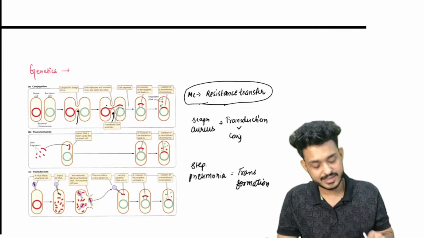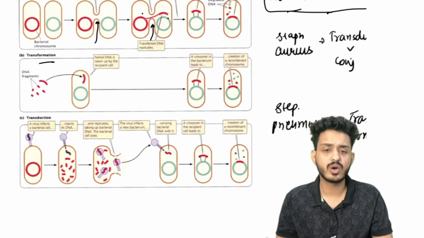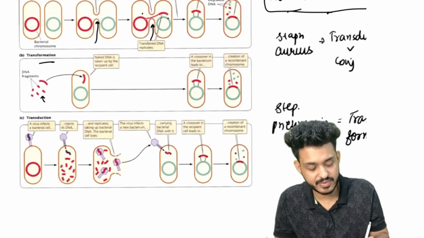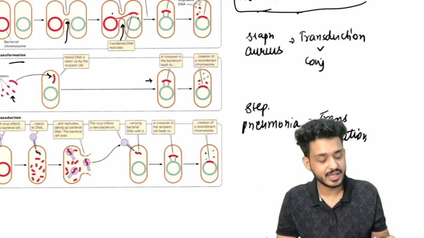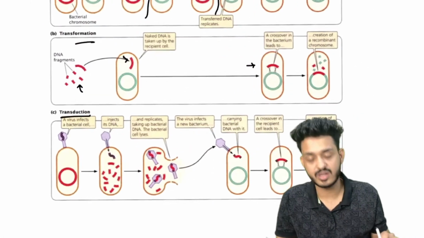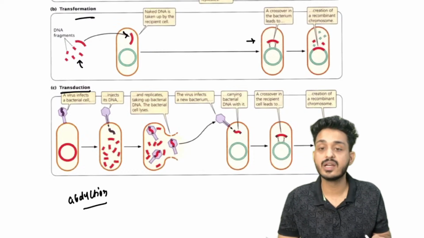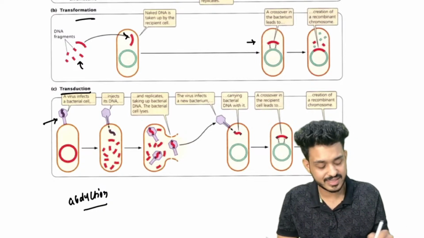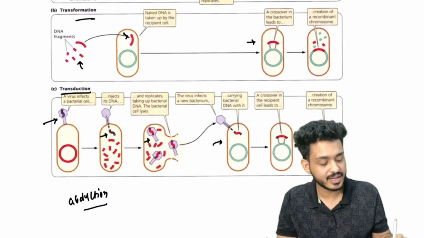The second one is transformation. Here the bacteria take up free DNA. Look here, this is free DNA, a fragment of DNA taken up by the bacteria and incorporated. This is known as transformation. And thirdly, transduction is like abduction, meaning kidnapping, right? So transduction is because of bacteriophages. Look here, the bacteriophage comes and injects its DNA inside, makes certain copies, and they are going to infect other bacteria.